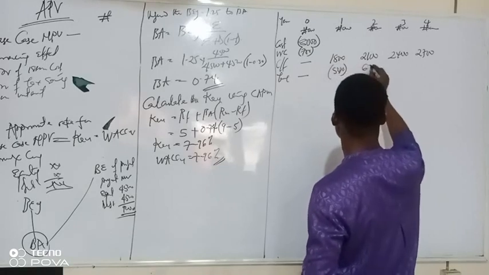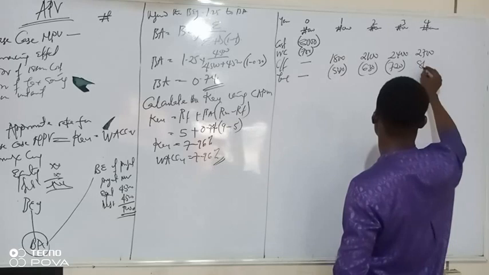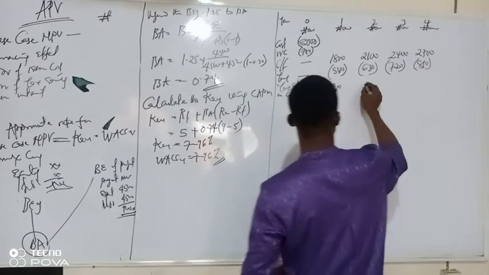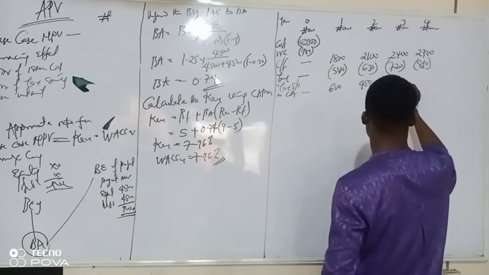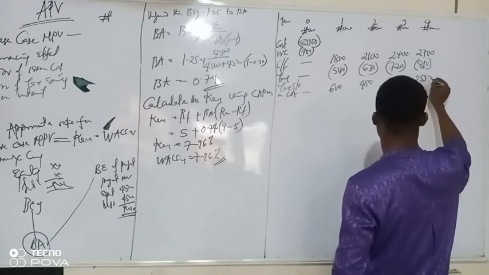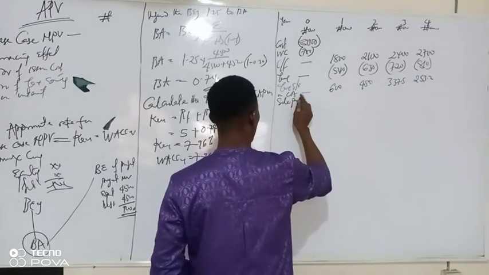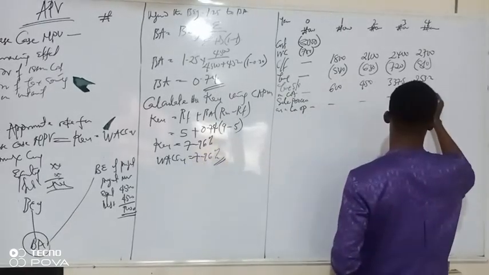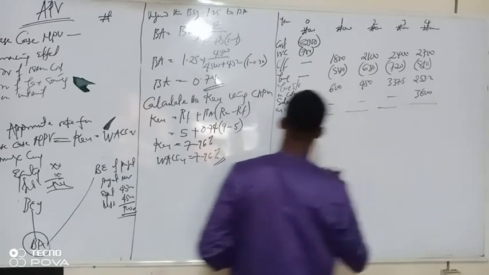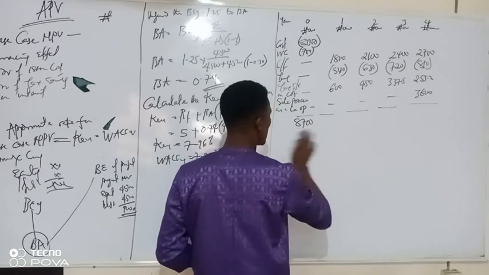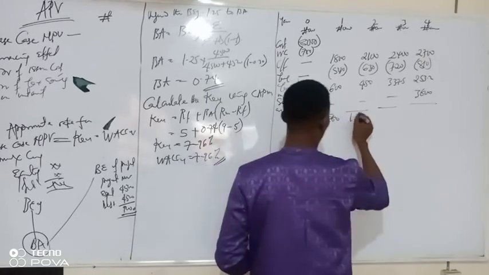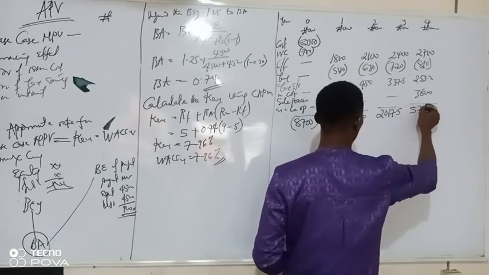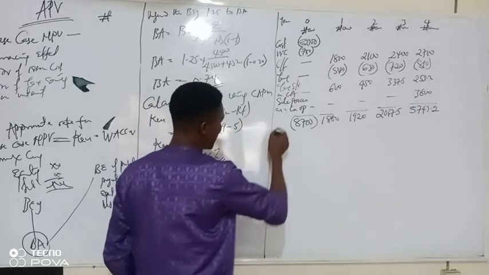Then the tax that we are paying: 540, 630, 720, 810. Then tax savings on capital allowance: 600, 450, 337.5, 253.2. The next one is the sales proceeds as a continued operation, 3.1 million. So, in view of that, our net outflow is 8,700.